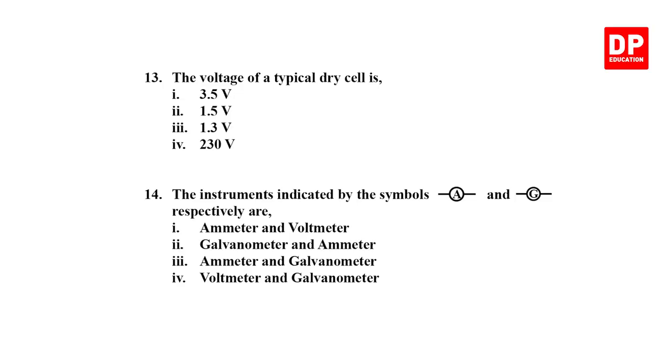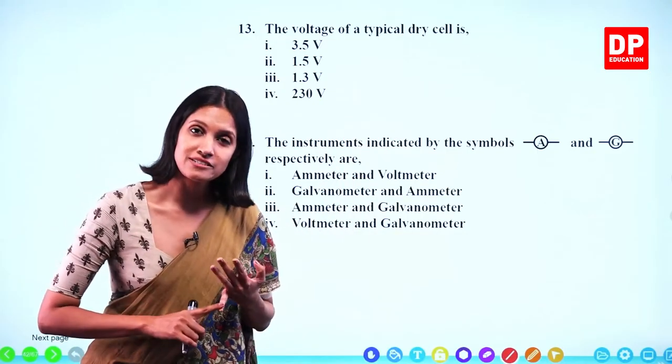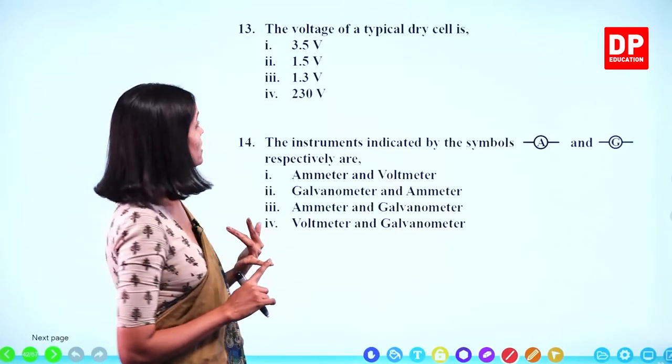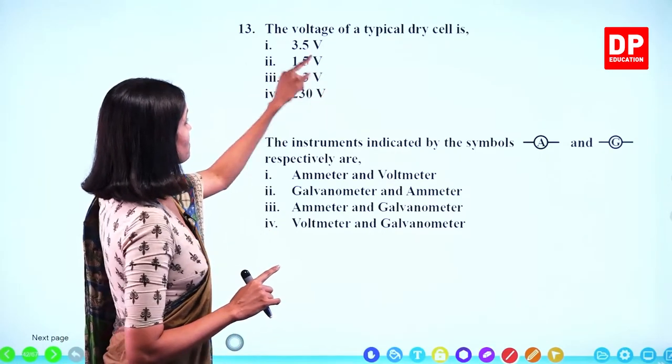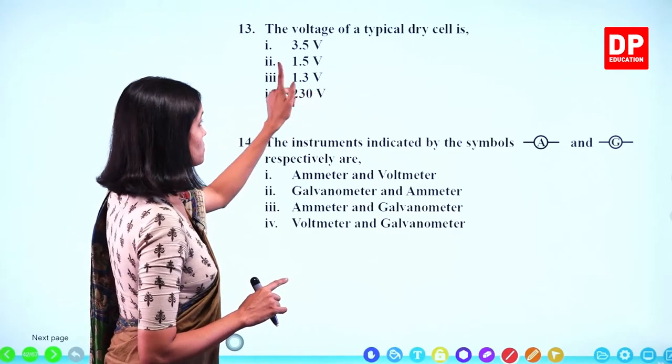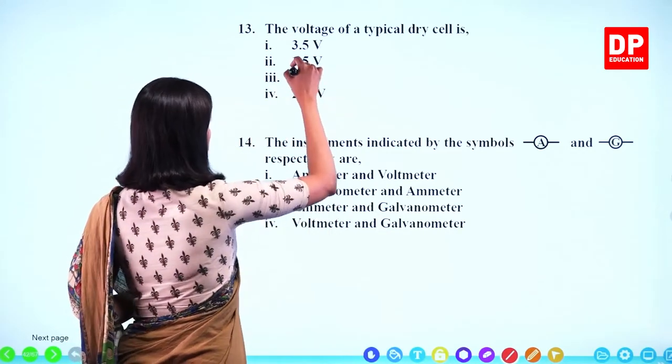Next one. The voltage of a typical dry cell is. Voltage of a typical dry cell is 1.5 volts, children. Okay. It's 1.5. 3.5, 1.3, 230 volts. No, the answer is 1.5 volts.